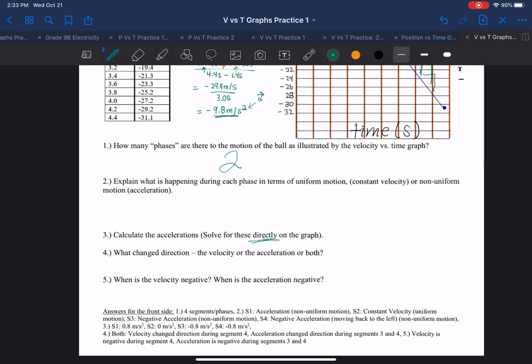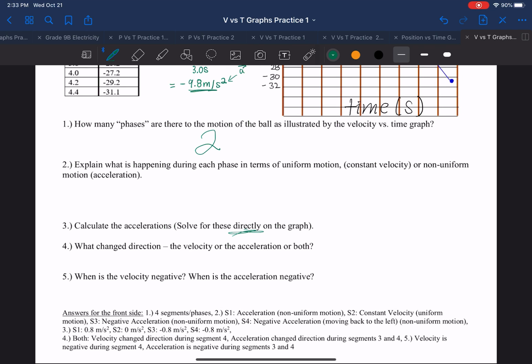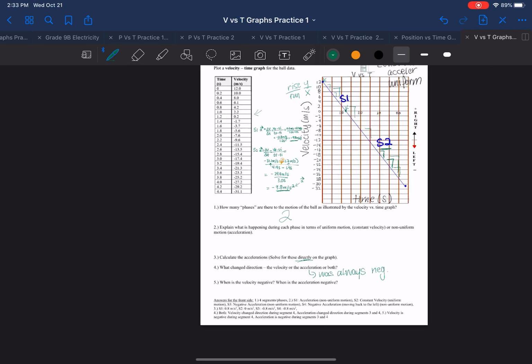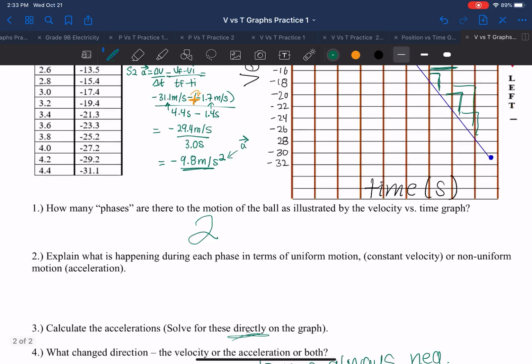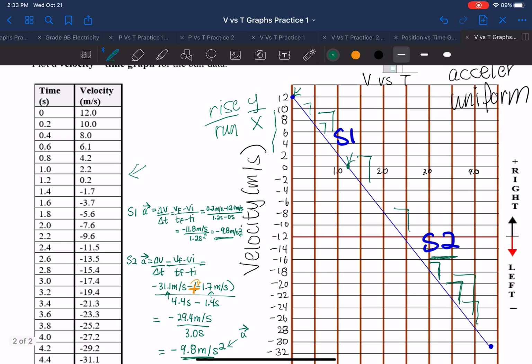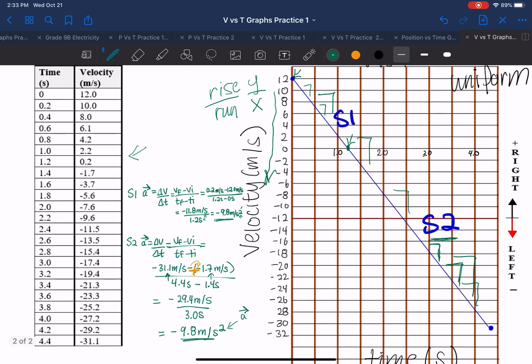So let's answer question 4. What changed directions, the velocity or the acceleration or both? Well, velocity went from going in a positive direction down into a negative direction, and acceleration was always negative. Sorry, not also, always negative, because we saw that when we calculated for acceleration in segment 1 and segment 2, both were negative accelerations. Velocity, however, did change from positive values down into negative values, okay?